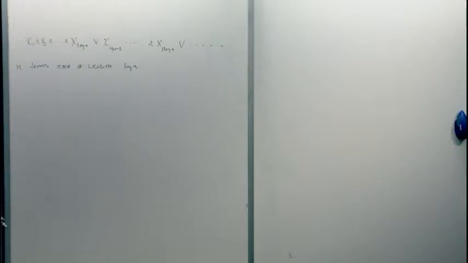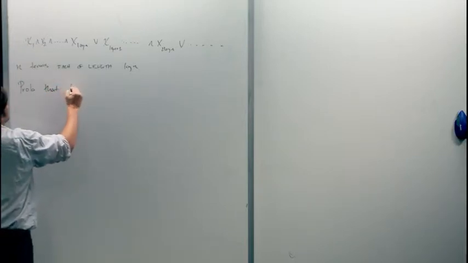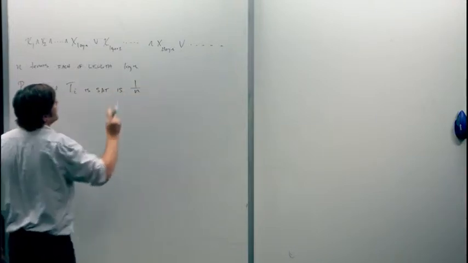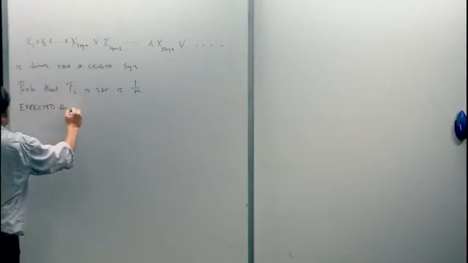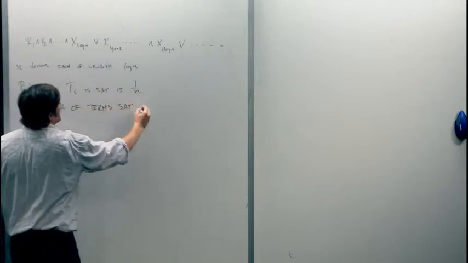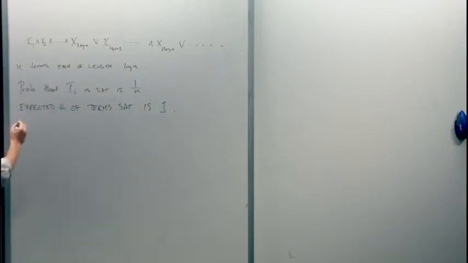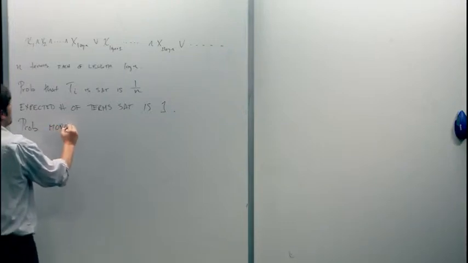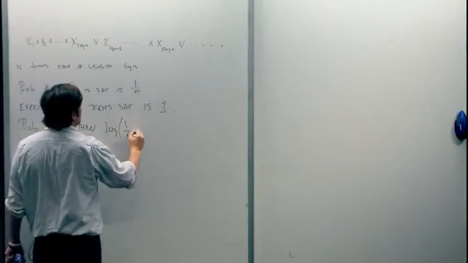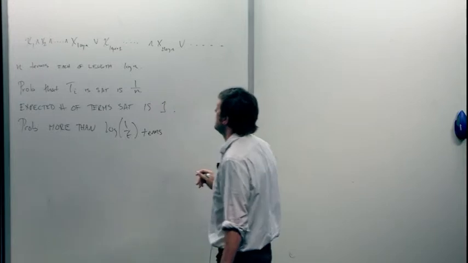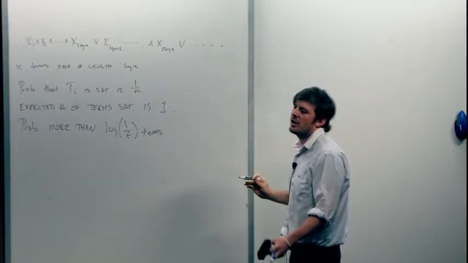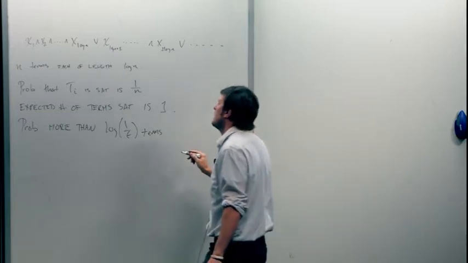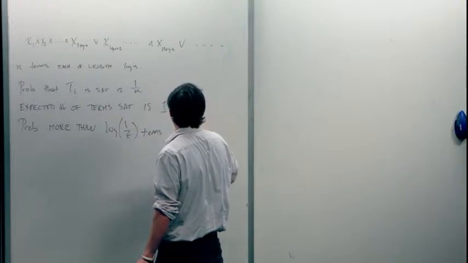So the probability that any one term, say the fixed term, is satisfied is 1 over n. And in expectation, the expected number of terms satisfied is 1. And furthermore, the probability that more than, say, log 1 over epsilon terms are satisfied, the probability that any one of these is satisfied is 1 over n. I have n terms. So not n over log n. I'm doing n log n variables. The probability that more than log of 1 over epsilon terms is satisfied is at most epsilon.